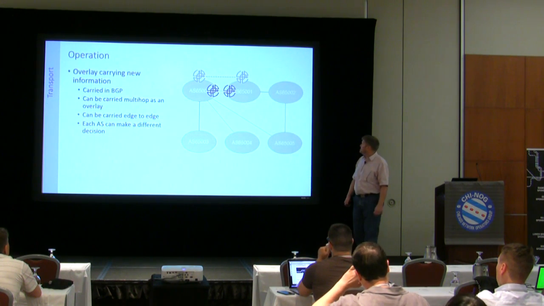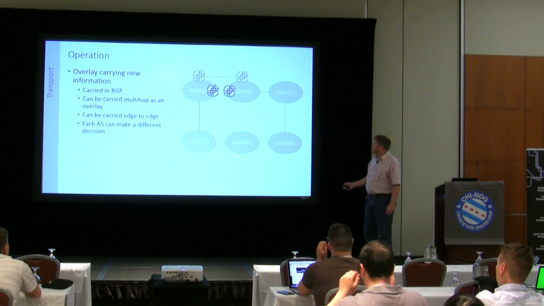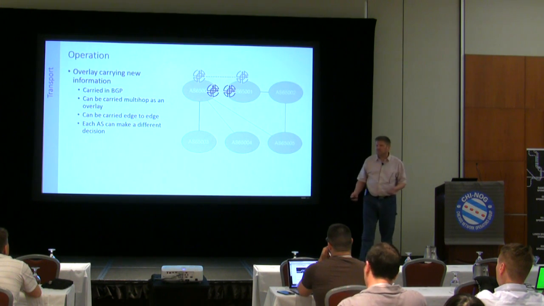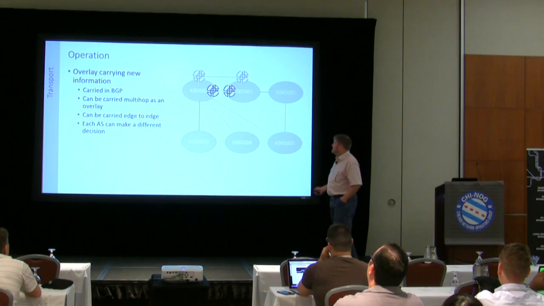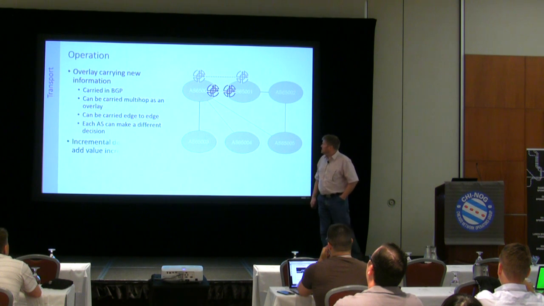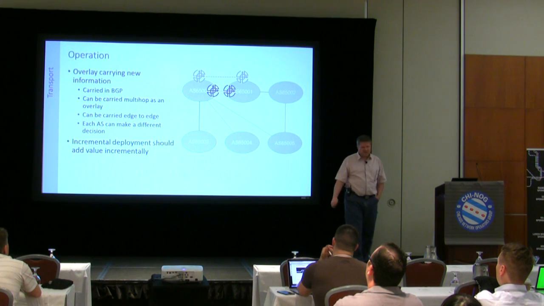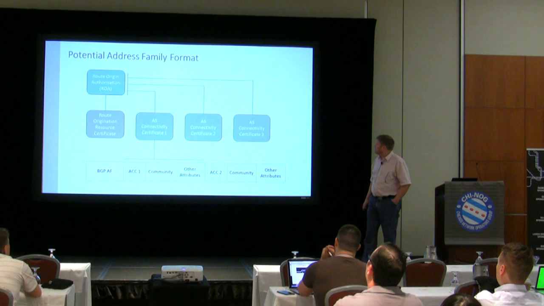So in operation, you would have an overlay carrying new information. You could carry it in BGP. By the way, a lot of providers object to this, and I'll talk about this in the analysis. Can be carried as multi-hop, can be carried edge to edge, and each AS can make a different decision, allows for incremental deployment. So there's a potential address family format.